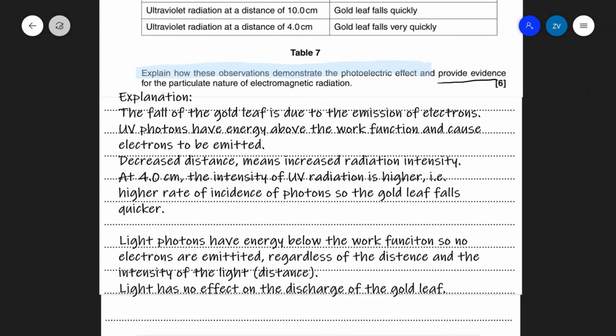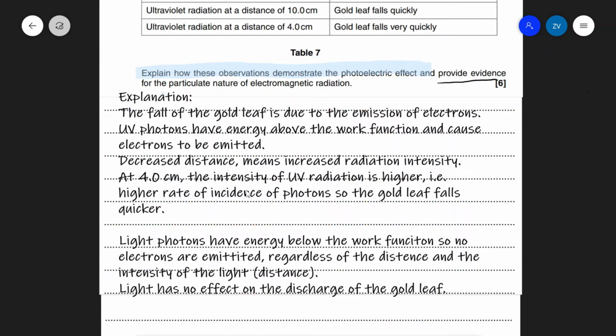The fall of the gold leaf is due to the emission of electrons. So we're going to start off with the full-on basics of this question. The idea here is that UV photons have energy above the work function and hence cause electrons to be emitted. When you decrease the distance, this means that you are increasing the radiation intensity. So there's a greater rate of photons being incident.